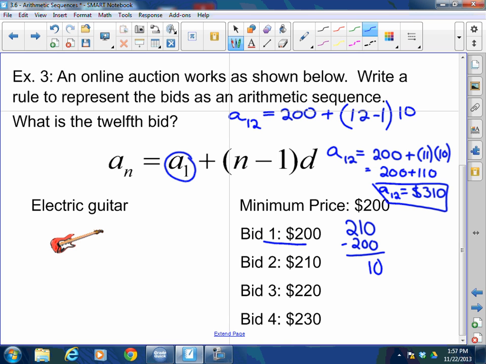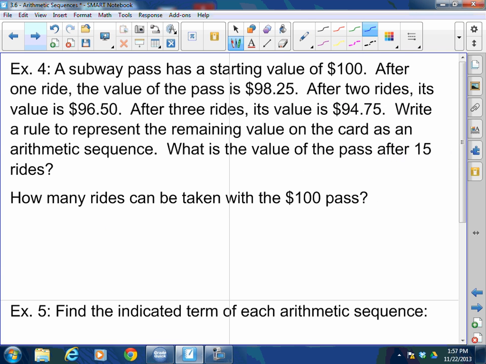Now, let's continue. A subway pass has a starting value of $100. After one ride, the value of the pass is $98.25. After 2 rides, its value is $96.50. After 3 rides, its value is $94.75. Write a rule to represent the remaining value on the card as an arithmetic sequence.